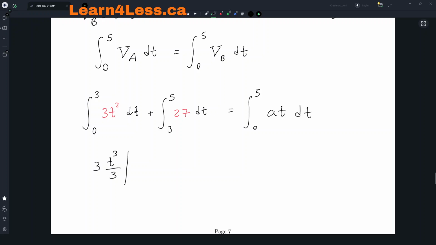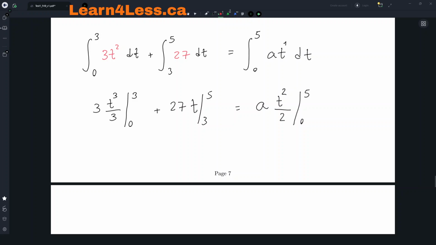And the bounds for this is 0 to 3 plus this integral, 27, and just t, because the derivative of 27t is just 27. And the bounds are 3 and 5. And the last part is this. A is a constant, it stays there. And the power of this t is 1. So it would be t to the power of 1 plus 1 or 2 over 2. And the bounds here are 0 to 5.